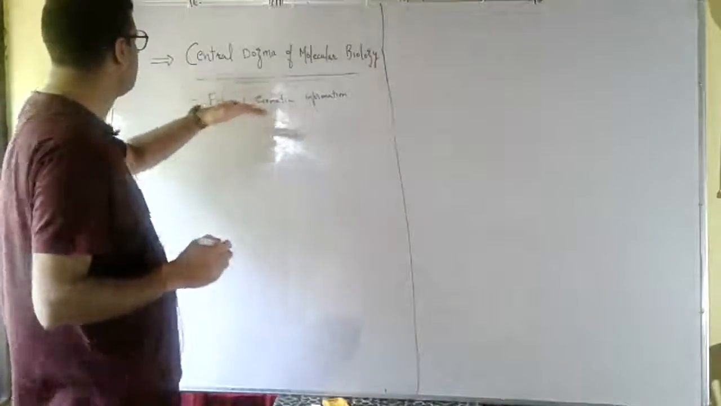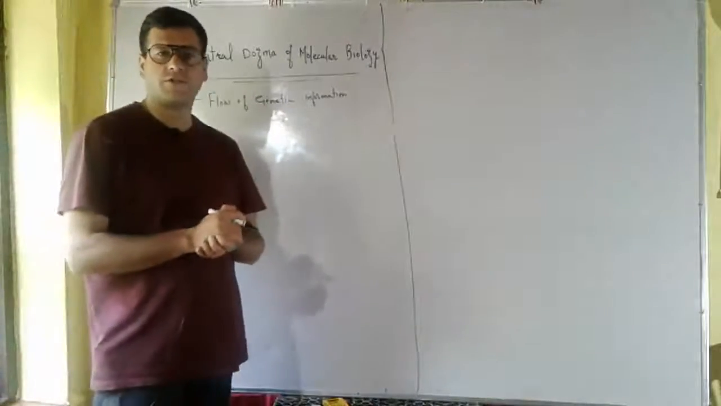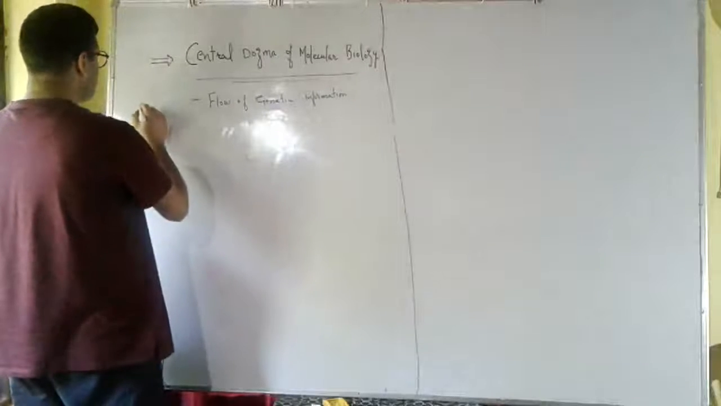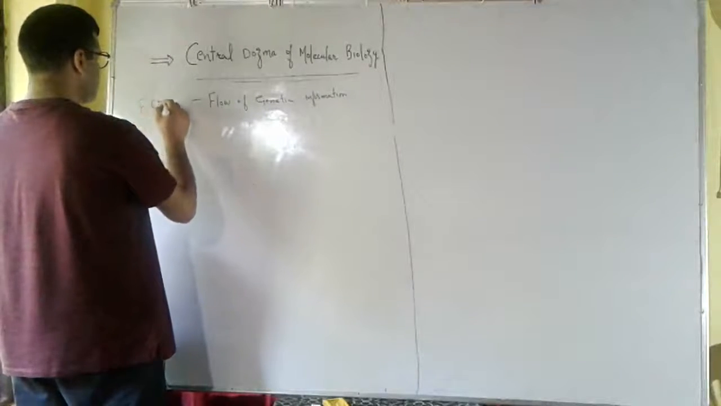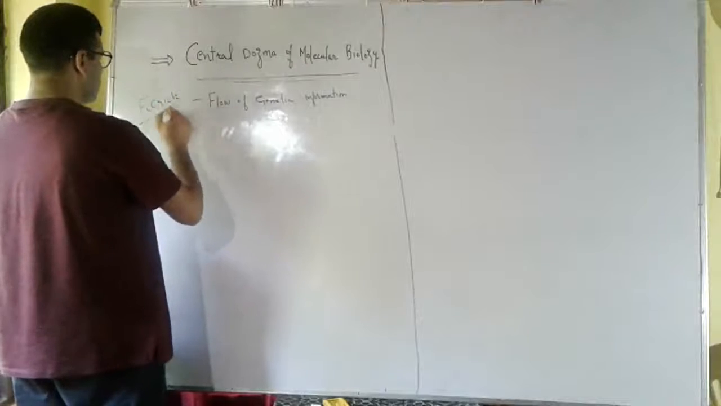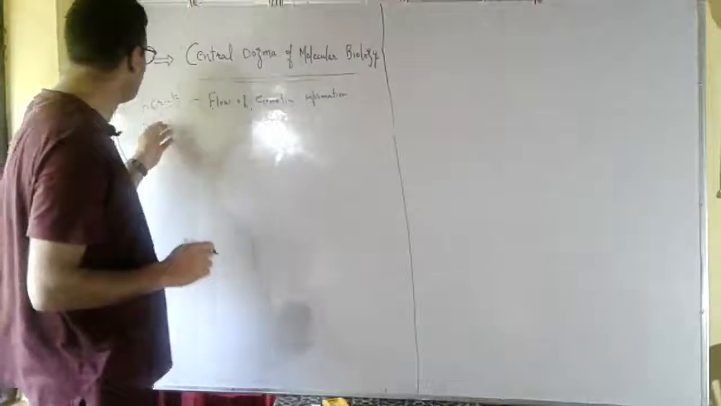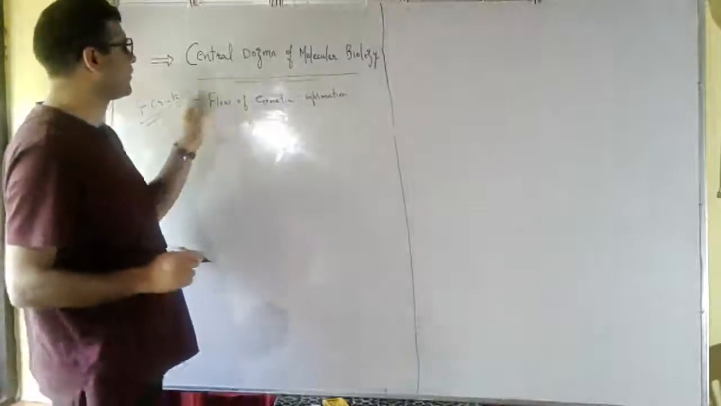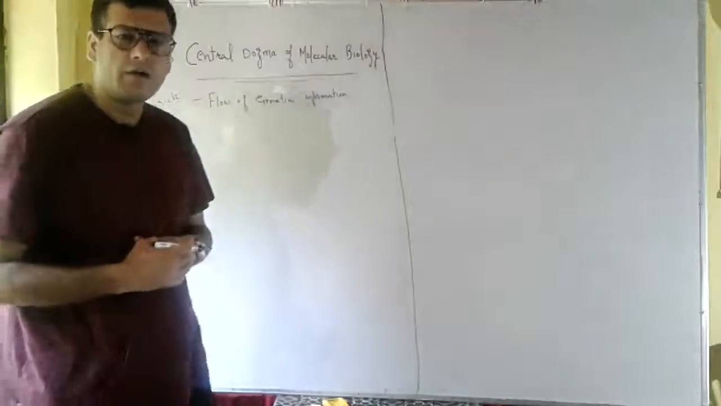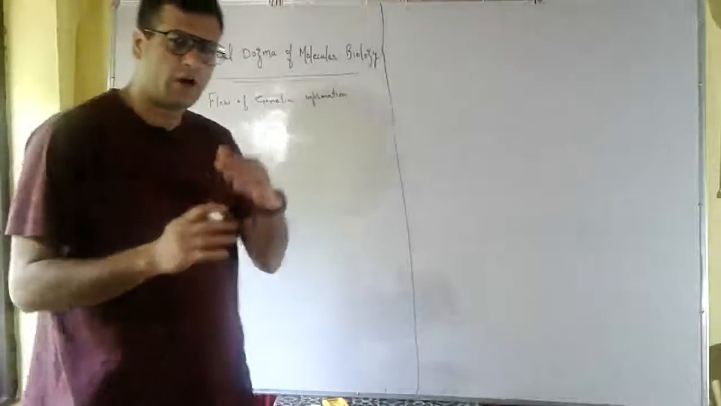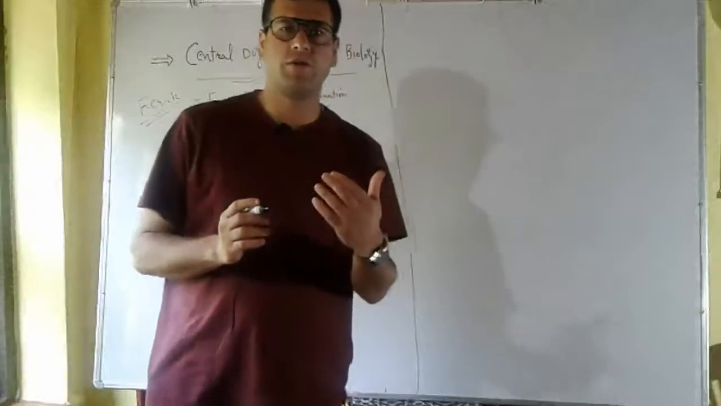The central dogma of molecular biology was proposed by Francis Crick, and this is related to the flow of genetic information. That means how genetic information flows in a living organism.